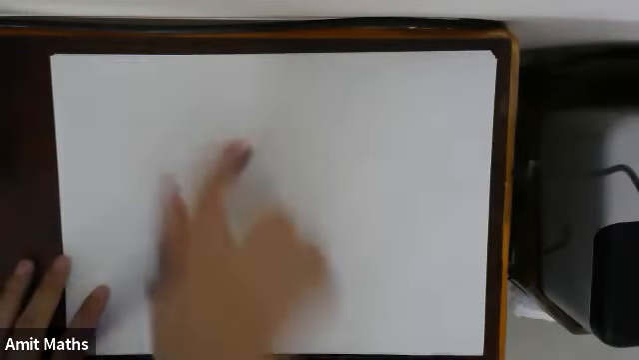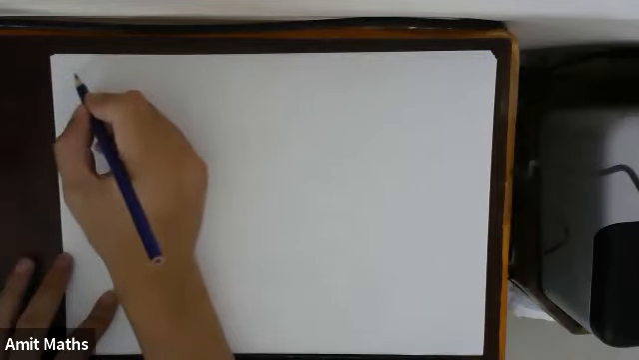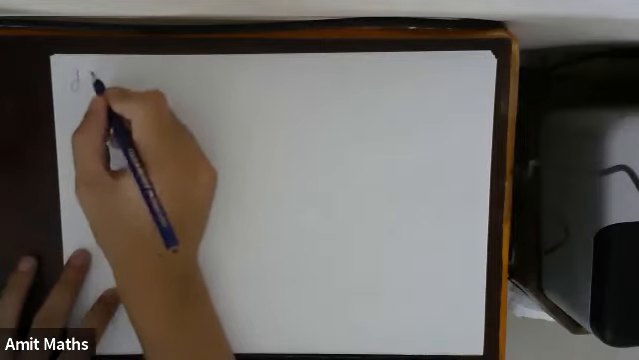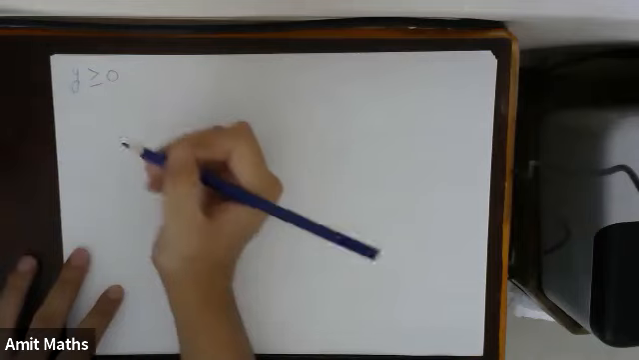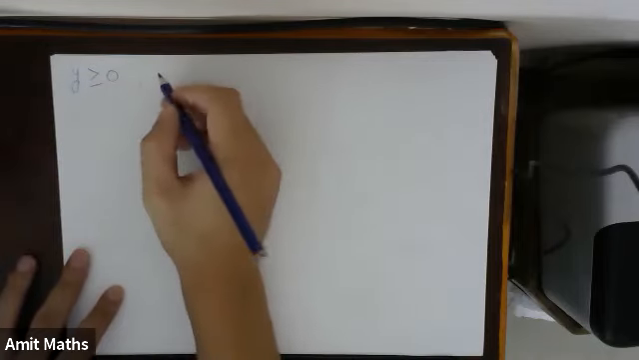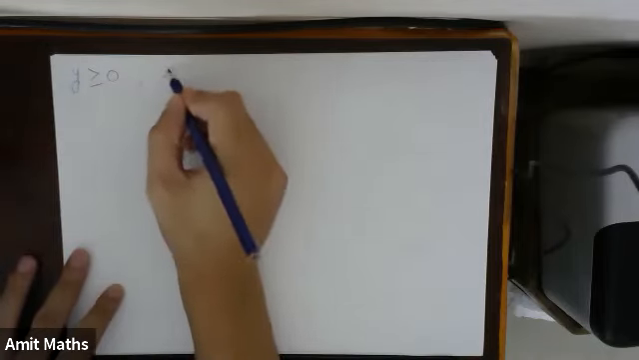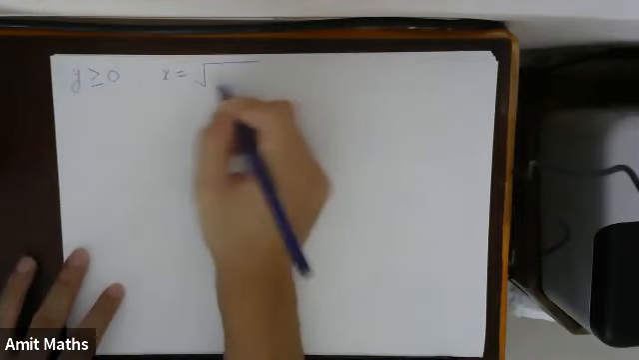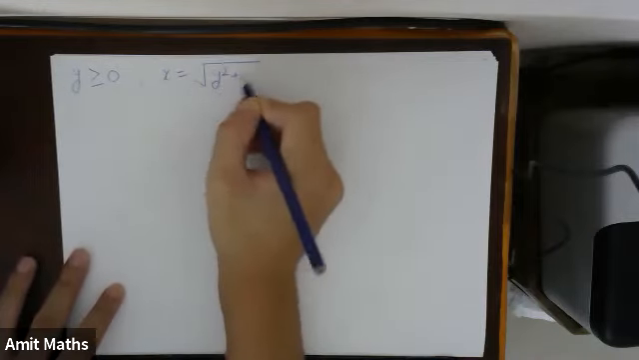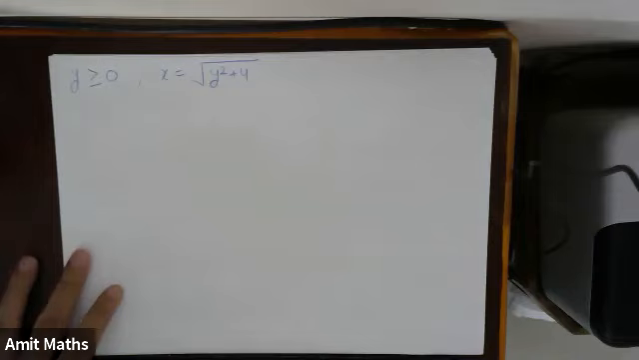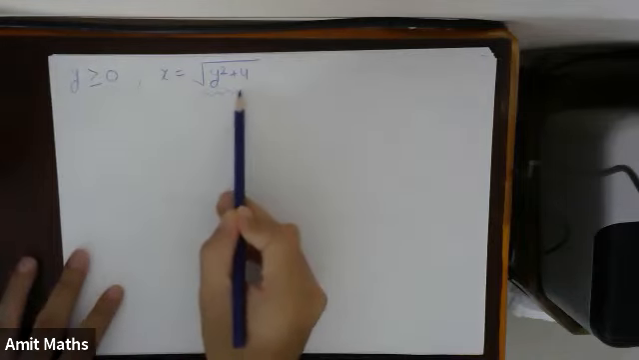So the first condition which I have on y was that y should be greater than or equal to 0. And the second expression which I have was x is equal to under the root of y square plus 4. Now I have to find the domain of this.